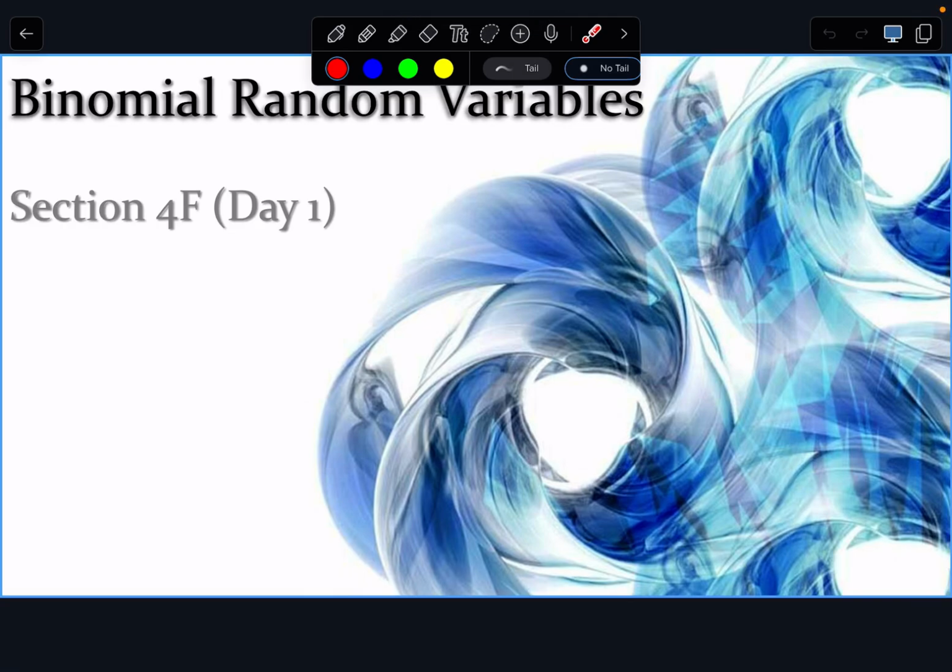So today we're going to start talking about two different types of random variables that we can encounter. Up until this point, we've talked about just our generic discrete random variables, how to calculate the mean or expected value, and how to calculate and interpret standard deviation. So what we're going to talk about are these binomial and geometric random variables. We're going to talk about binomial today, geometric tomorrow, and we'll do kind of a combo of the two on Monday.